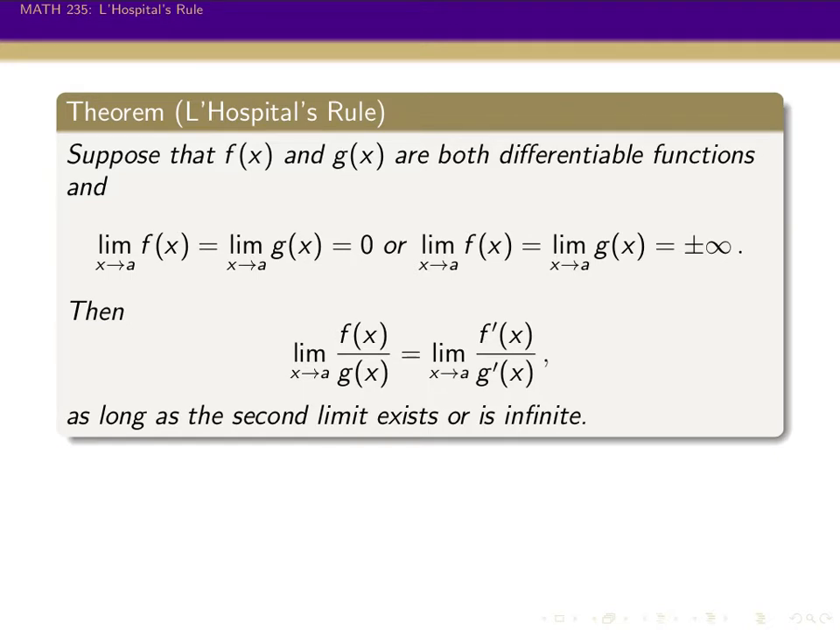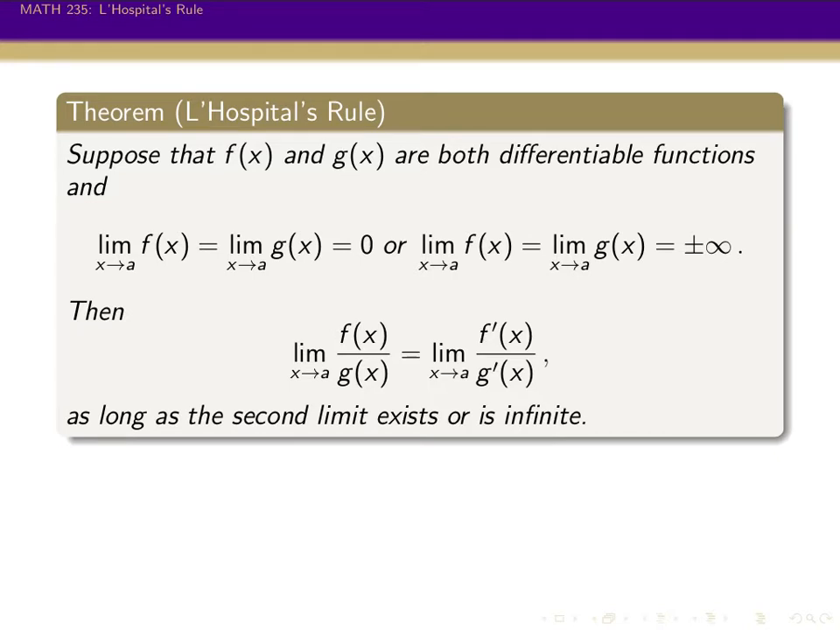What L'Hopital's rule says is that suppose f of x and g of x are both differentiable functions, where as they go to a, they either both go to 0 or they both go to plus or minus infinity. Then if you want to take the limit of f of x over g of x, you can do this by actually taking the limit of the derivative of f divided by the derivative of g, so long as the second limit exists or is infinite.